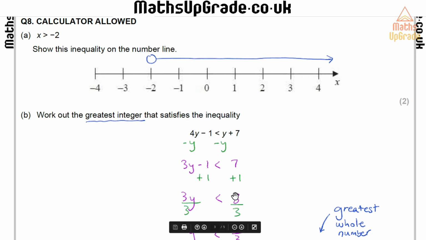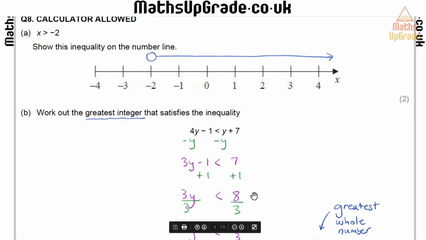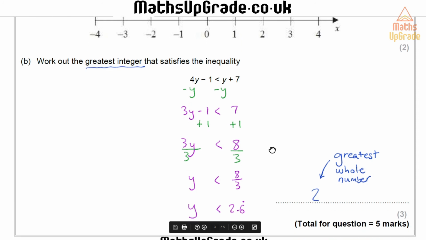I end up with 3y, which is less than 8. And now I need to do the inverse of multiply by 3, which is divide by 3. Do that on both sides, and I end up with y, which is less than 2.6 recurring. The greatest whole number it can be is therefore going to be 2, since it's got to be less than 2.6. So the greatest integer is 2, and that's 5 marks.